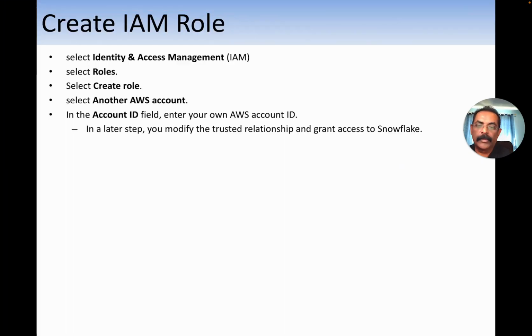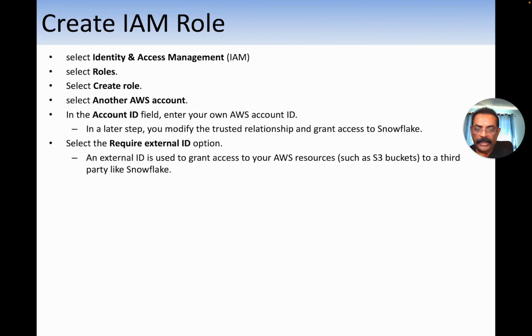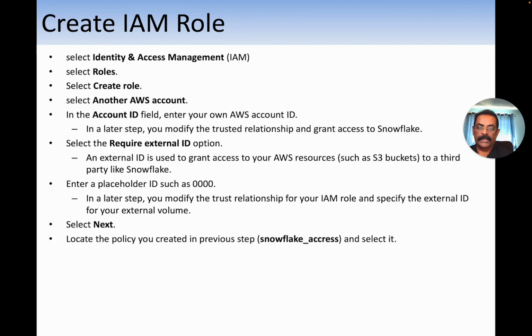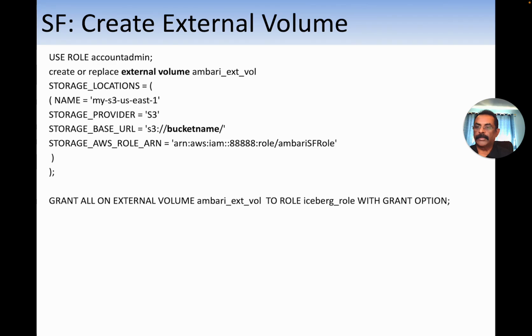Then you need to modify the trust relationship, and of course require an external ID. You set up the external ID here from Snowflake when you describe the external volume, and for now just put 000 before you get the actual value from Snowflake while you're creating the role. So in a later step, you modify the trust relationship for your IAM role and specify the external ID for your external volume. Okay, then click next, and make sure that you are giving access to the Snowflake policy, right? Then give some name here.